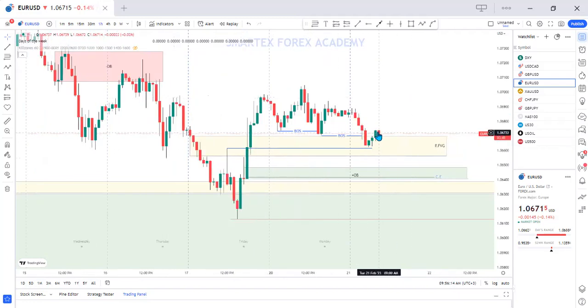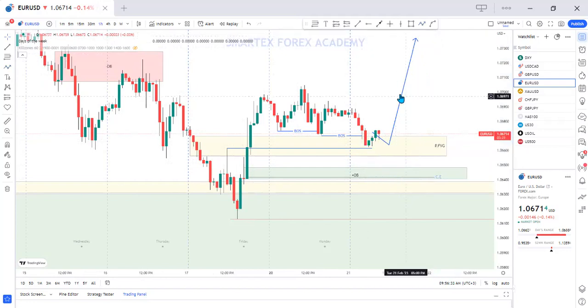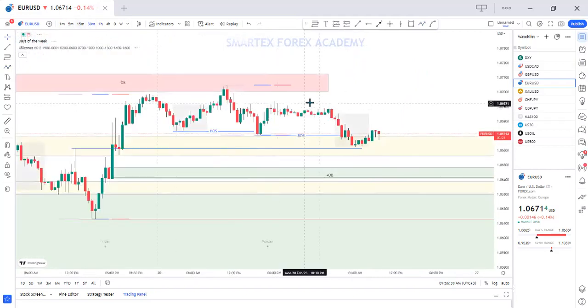So if price reacts from this previous fair value gap and goes up, it's fine. No big deal. After all, I'm bullish. Also expecting the price to maybe come back here and then go higher. But which one is high probability? Let's see our time frame in M15.